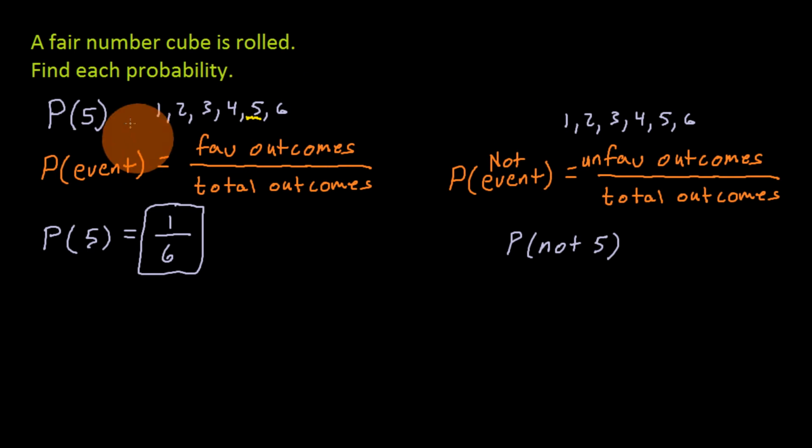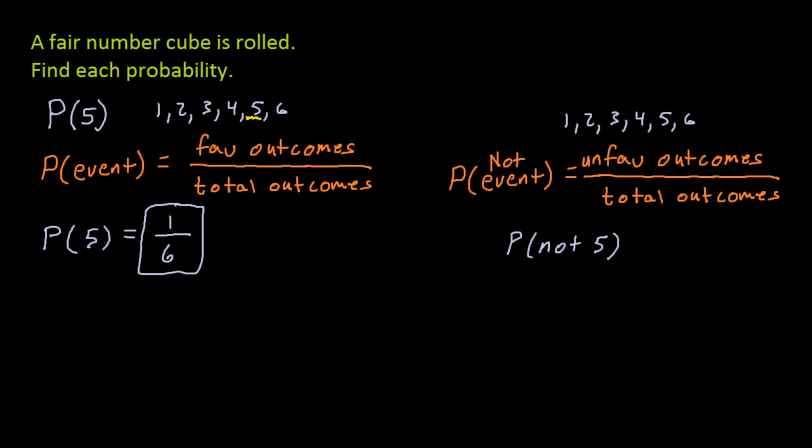Okay, so over here we have the probability of an event actually happening. It's equal to favorable outcomes over total outcomes. Over here we have the probability of an event not happening. It's equal to the number of unfavorable outcomes over the total outcomes in this case. And I'm just going to extend that fraction bar a little bit farther here.